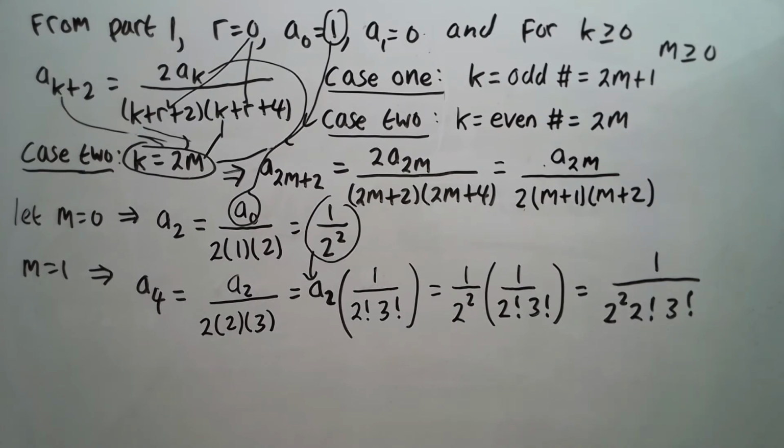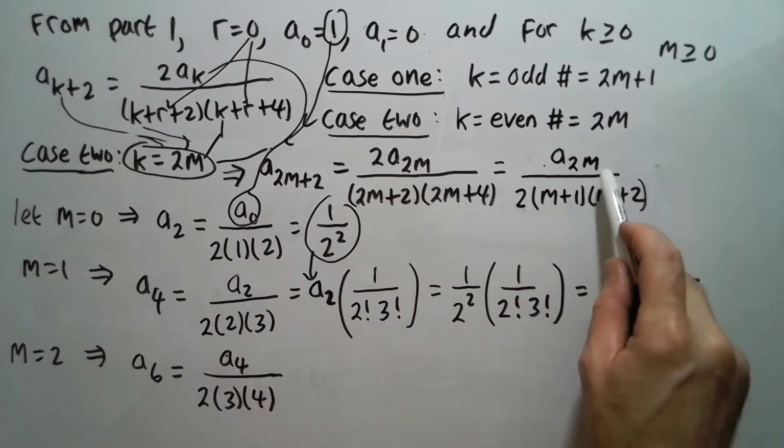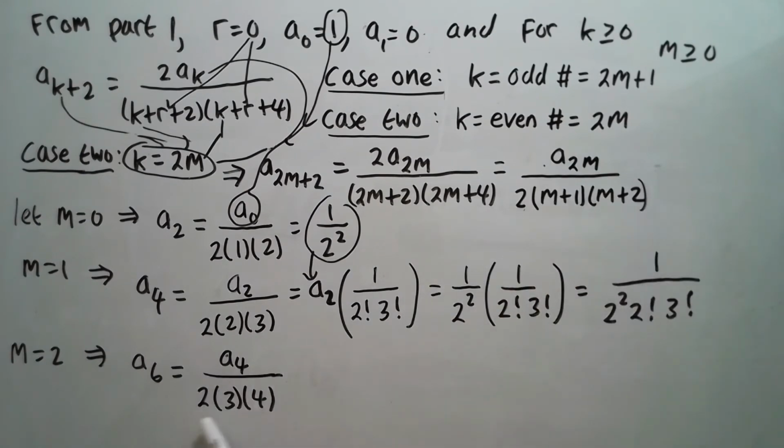Okay, let's do m equals 2 next. Letting m equal 2, it'll be a6, because 4 plus 2 is 6. Then putting 2 here will be a4, and putting 2 there will be 2 times 3 times 4. Let's pull out the a4.